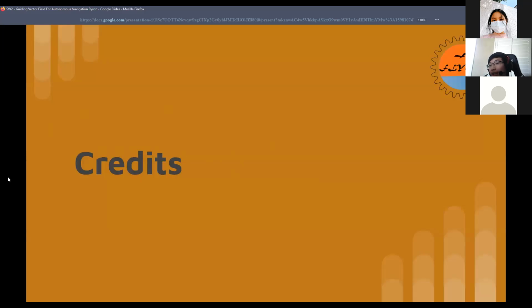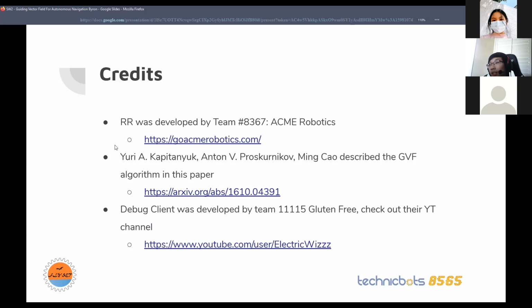And finally, we have our credits. So Roadrunner, the entire library was developed by FTC Team 8367, Acme Robotics. This is their site. They also developed, I think, FTC dashboard, so they made a lot of really useful stuff. And these three people were the authors of the GVF algorithm, and that's basically where Roadrunner got the entire GVF algorithm. So they wrote this paper, so you can check it out if you're interested.